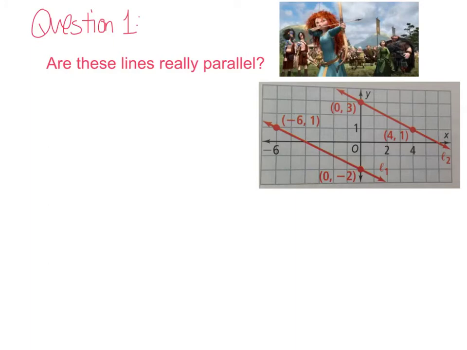So for question 1, it's asking, are these lines really parallel? They look like they're parallel, don't they? But are they really? When I ask, are these lines parallel, I could really rephrase this as saying, do these lines have the same slope?